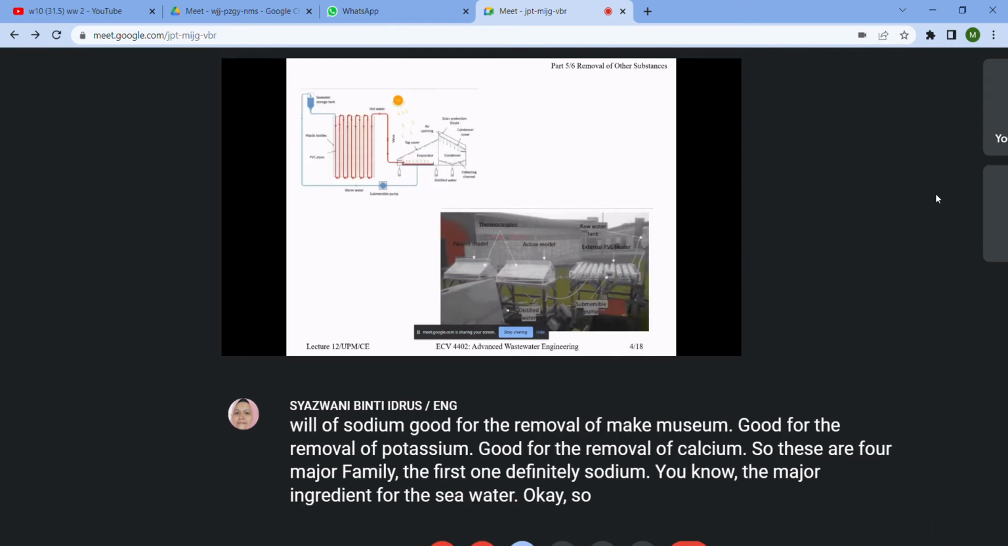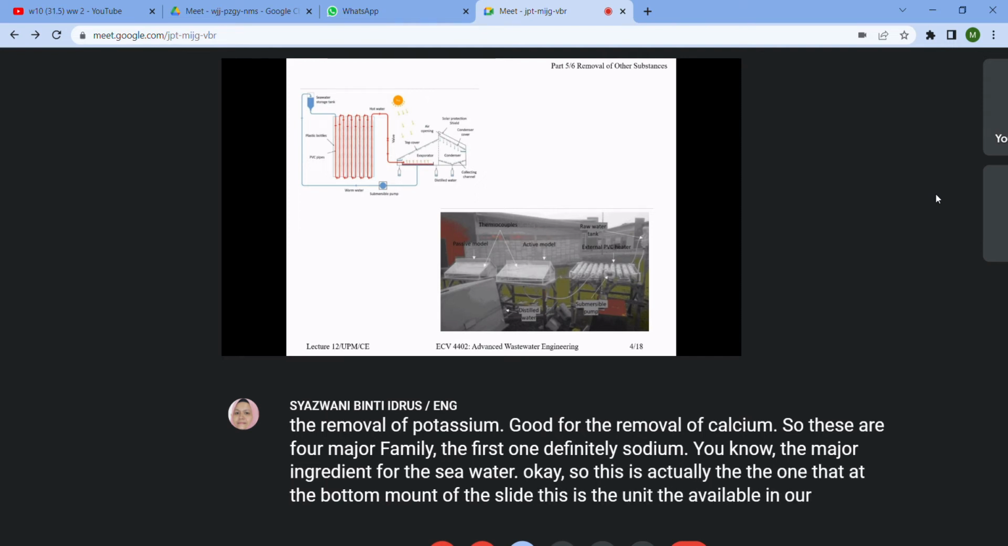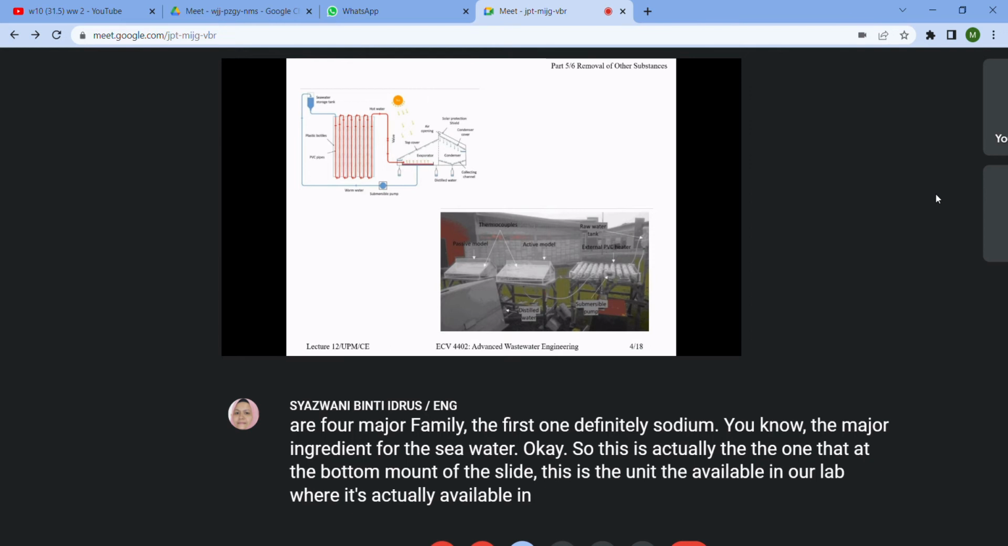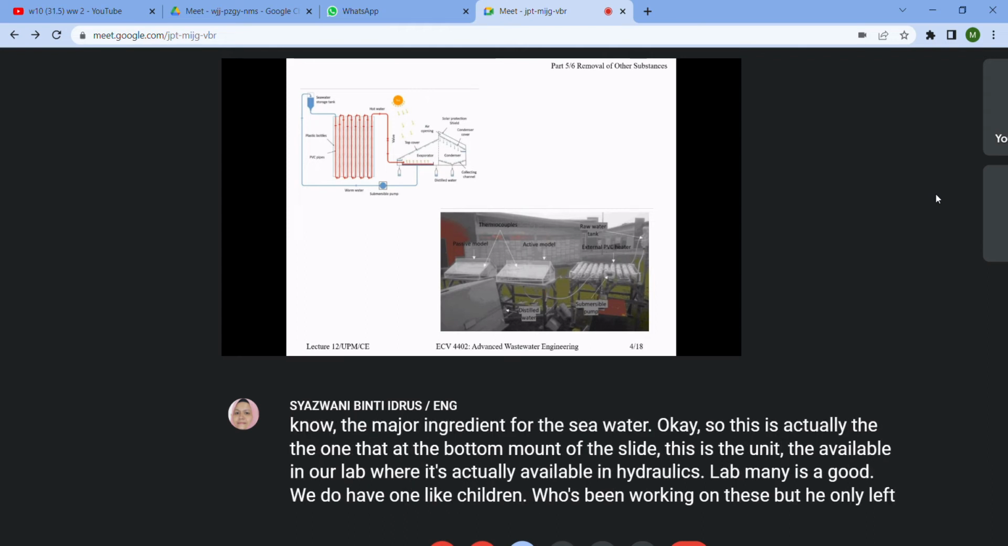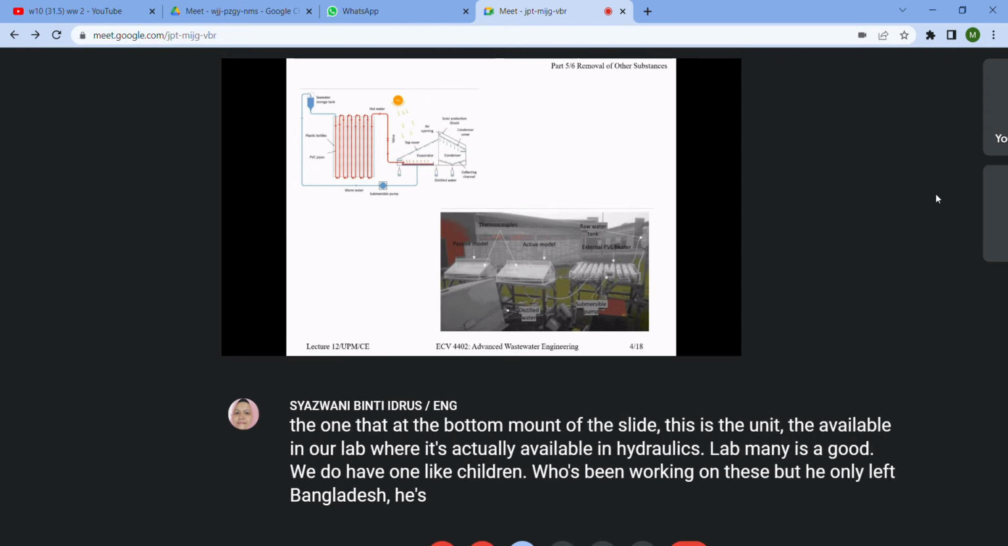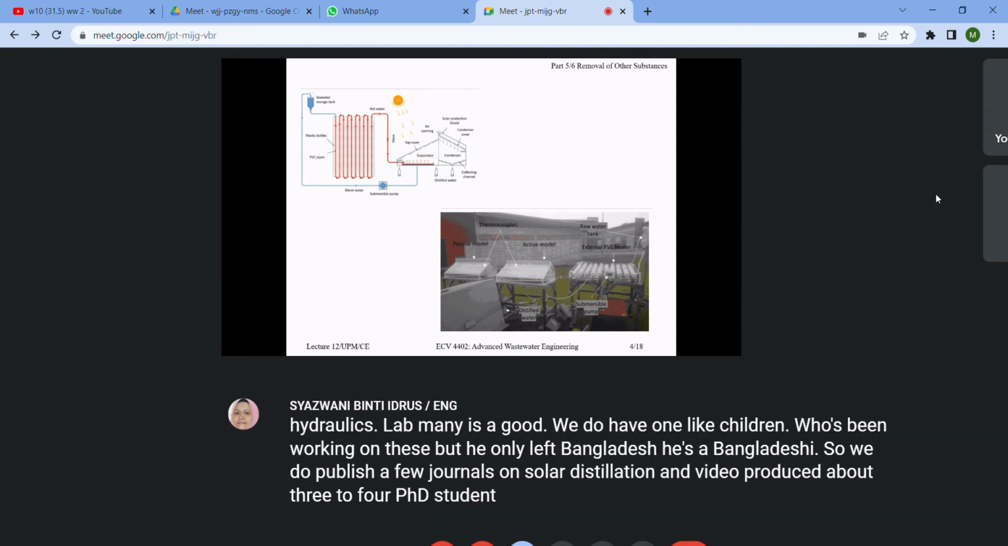Okay, so this is actually the one at the bottom of the slide. This is the unit that is available in our lab, in the hydraulics lab. Many years ago, we had one lecturer who was working on this, but he already left to Bangladesh. He's a Bangladeshi. We published a few journals on solar distillation, and we produced about 3 to 4 PhD students on this system.